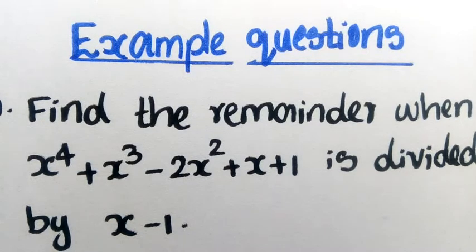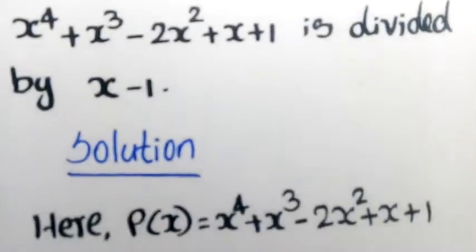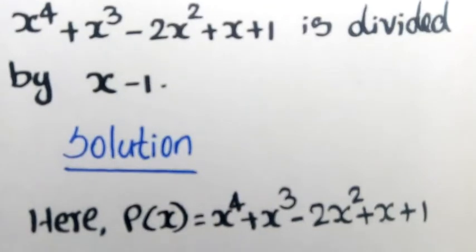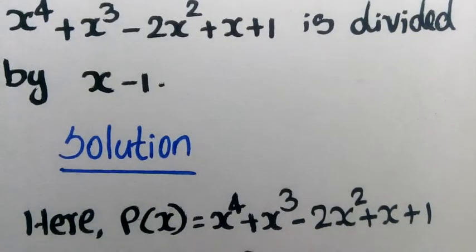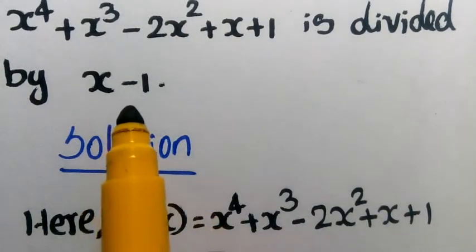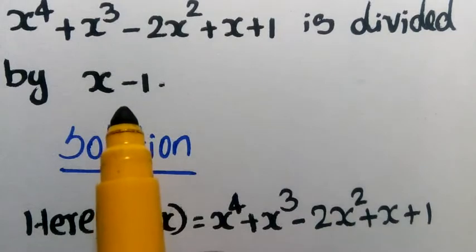The remainder theorem is, if we divide p of x by x minus a, then the remainder is p of a. Let us check the solution. Here, the dividend p of x is equal to x power 4 plus x cube minus 2x square plus x plus 1. The divisor is x minus 1. That is, the divisor x minus a is x minus 1. We need p of a.